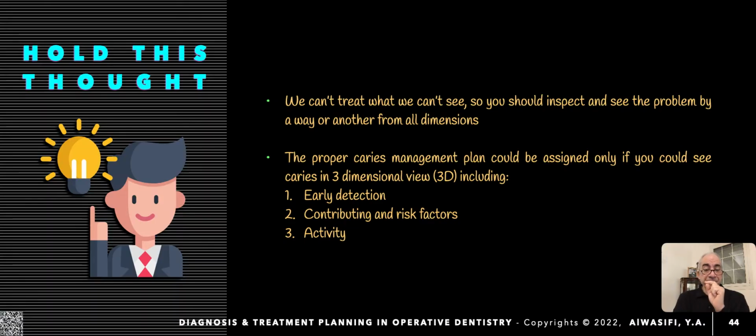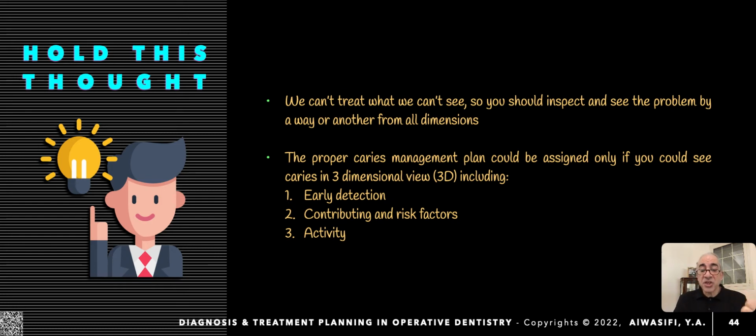That's why we can't treat what we can't see, so you should inspect and see the problem one way or another from all aspects and from all dimensions. That's why the proper caries management plan could be assigned only if you could see your caries in 3D, in three dimensions. What is meant by three dimensions?